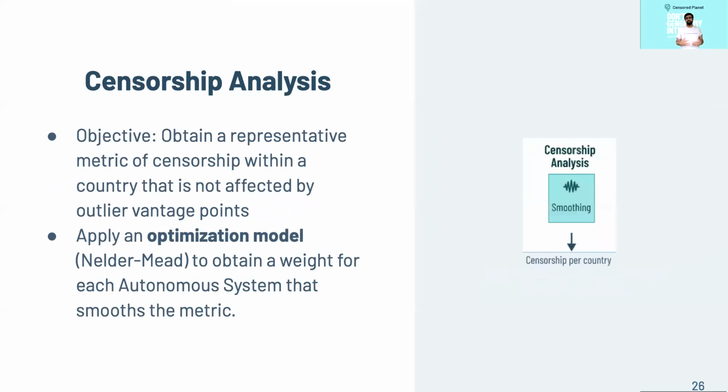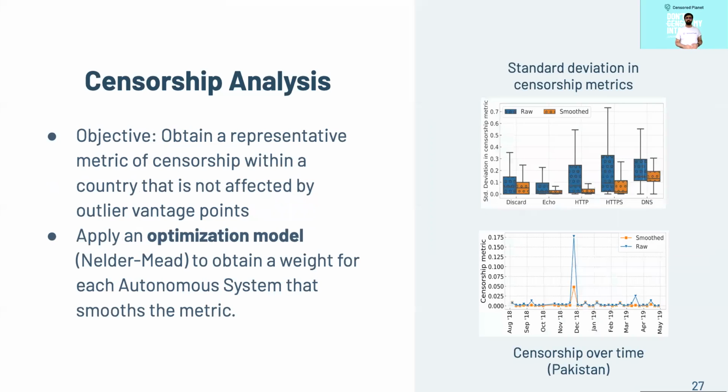So to obtain a representative metric of censorship within a country that is not affected by outlier vantage points, we built an optimization model that obtains a smooth censorship metric for each autonomous system in the dataset. We observe that this smoothing process reduces volatility in the raw censorship metric while keeping censorship increases and decreases over time intact.